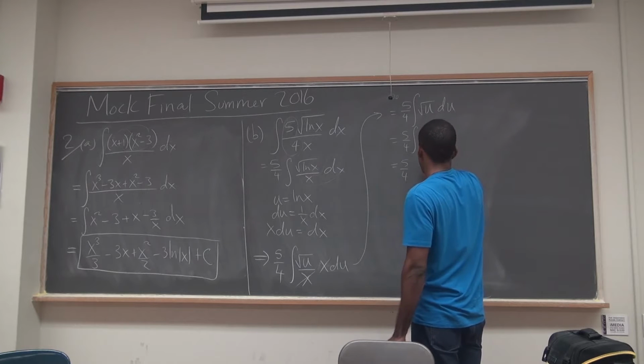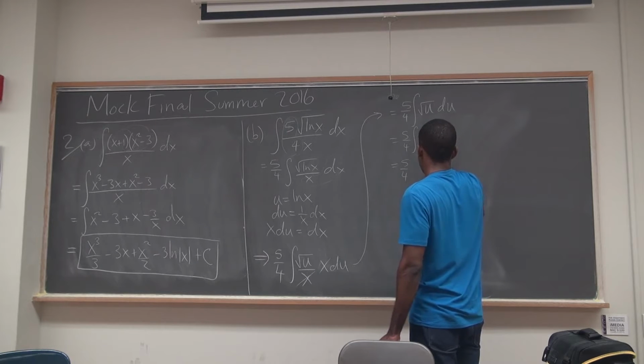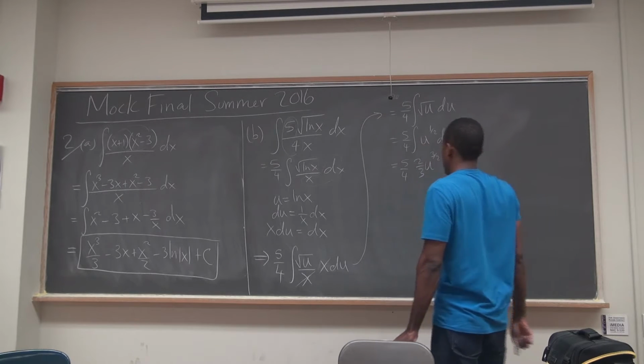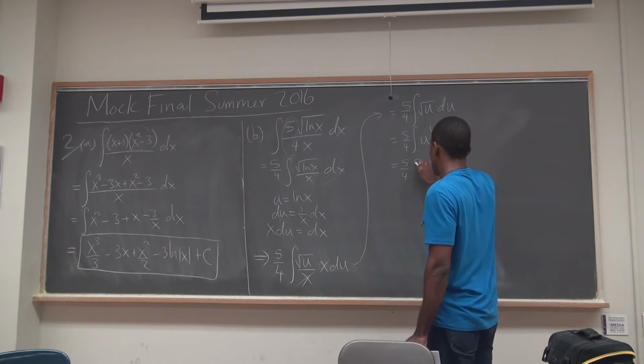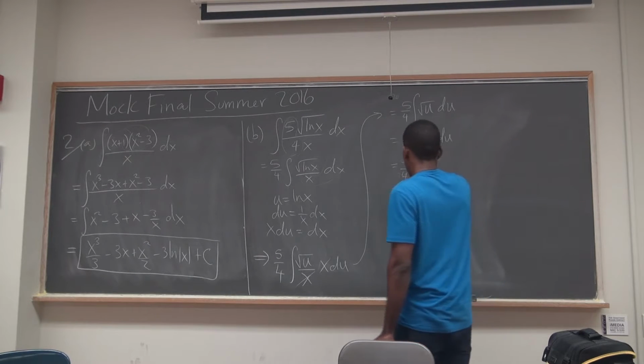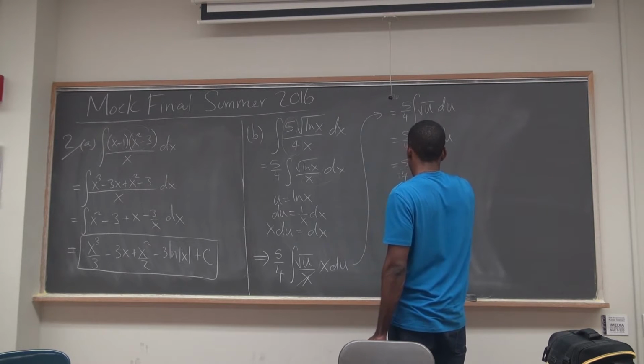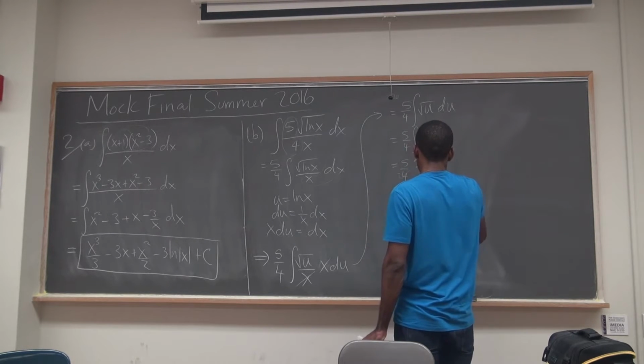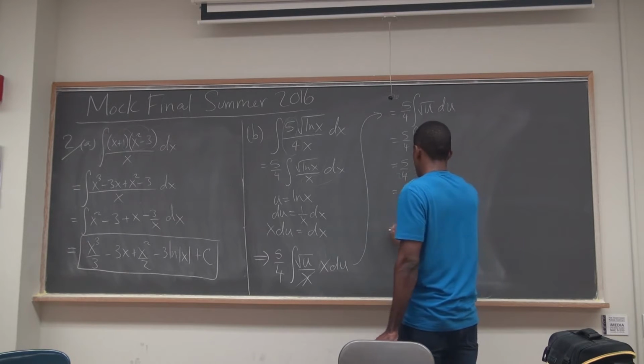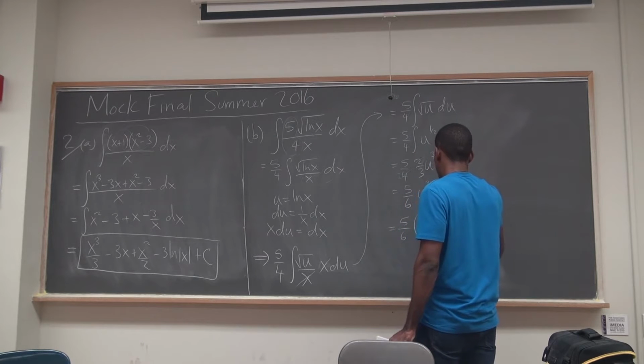So you get u to the 3 halves times 2/3. This cancels to that. And you get 5 over 6 to the 3 halves plus c. Now you replace u with ln x.